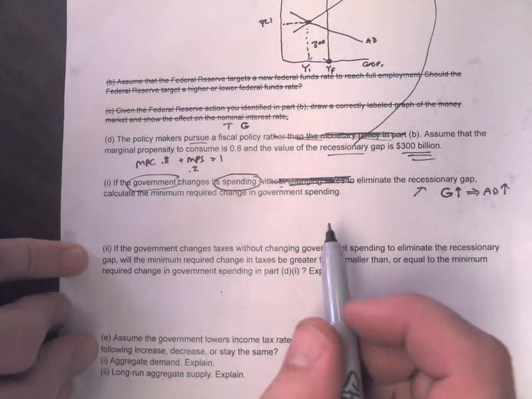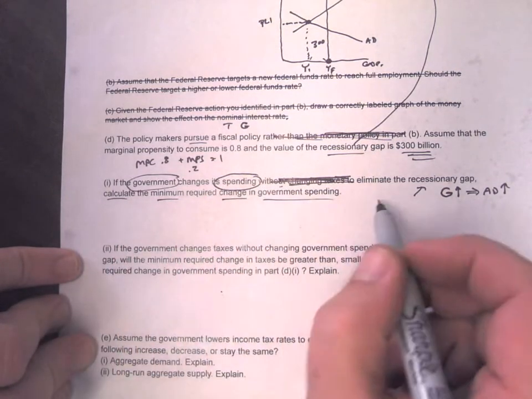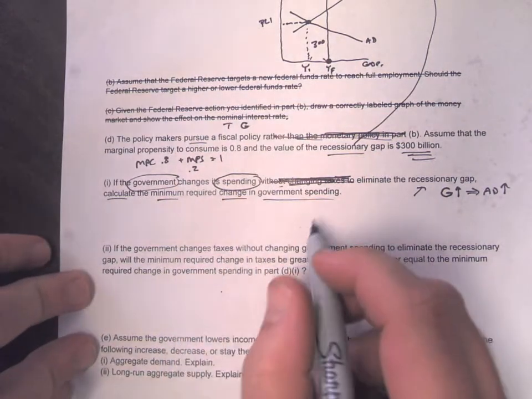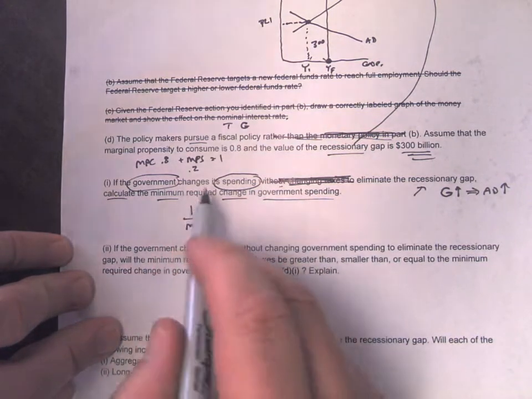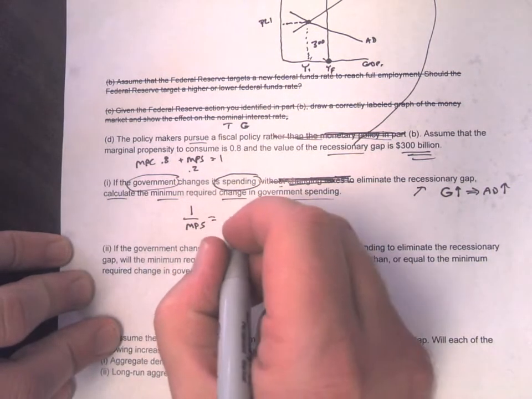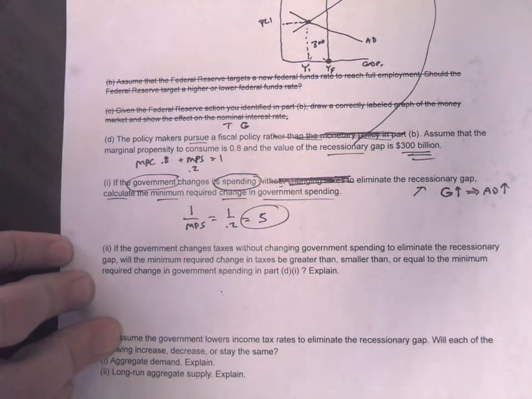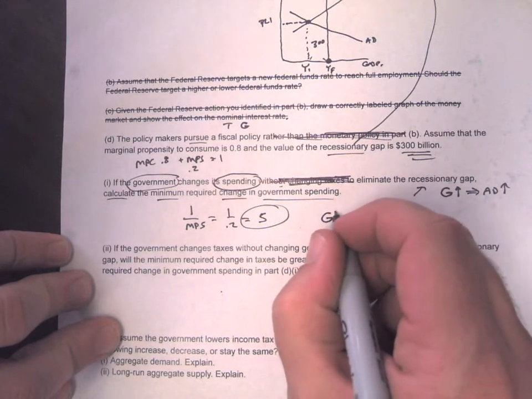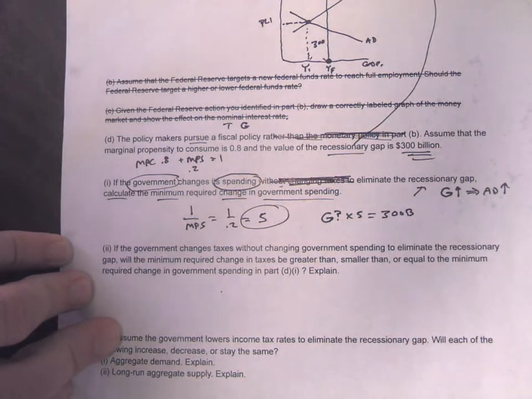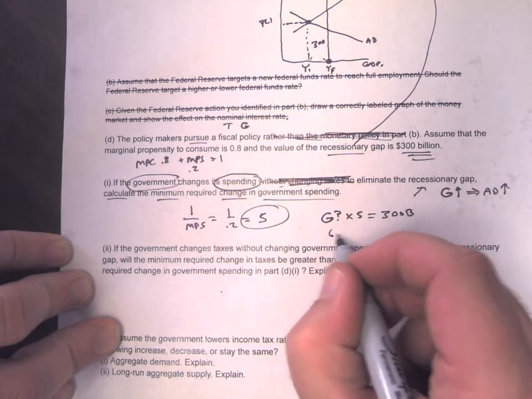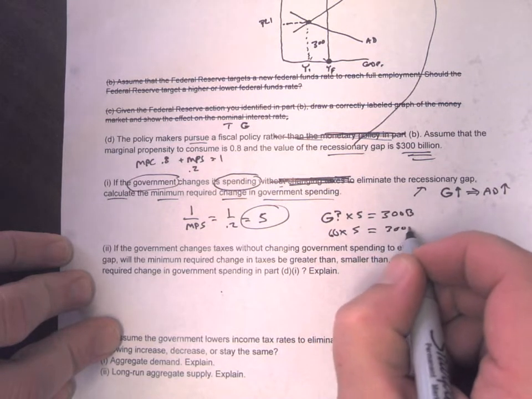So whenever I have that happen, they're telling us calculate the minimum required change in government spending. So now I have my multiplier. I need to do my spending multiplier. So I know that's 1 over MPS, and I gathered my info earlier, and I know that's 0.2. So that's going to equal 1 over 0.2, which equals 5. So now I have a multiplier of 5. So the idea is how much government spending times 5 is going to equal 300 billion. So 60 times 5 is equal to 300 billion.